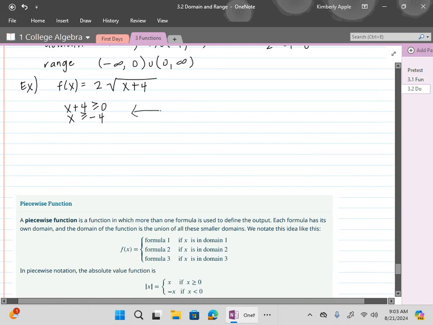Okay, so this domain is going to look like this. It's going to be -4. So it's going to be everything at -4 and up. And so the domain of this function includes -4 and extends to positive infinity.